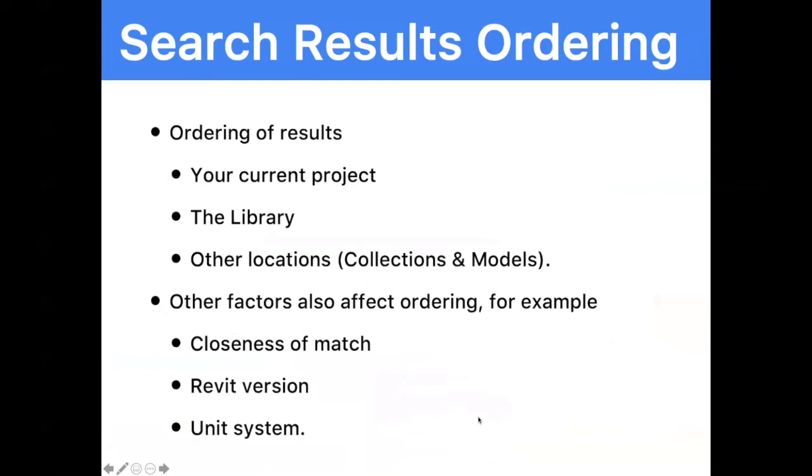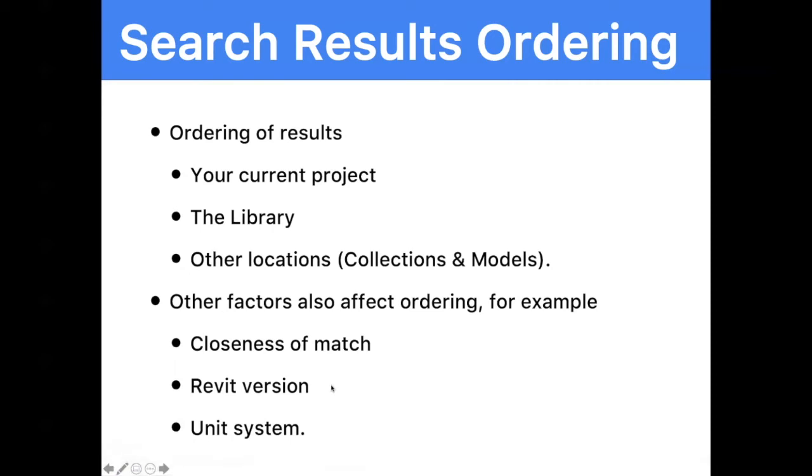So in terms of ordering of the results, your current project comes first. Anything that's in the project you're working on has that little blue icon, and that comes first. Then the library. And then after that are other locations such as collections and models. Now there are actually a large number of factors that come into the ordering. So, how close the match is.